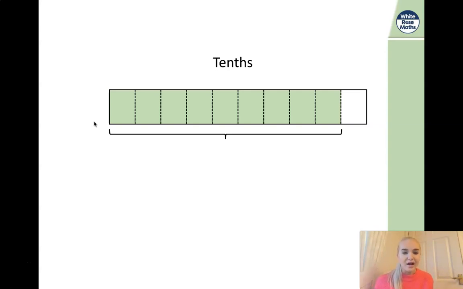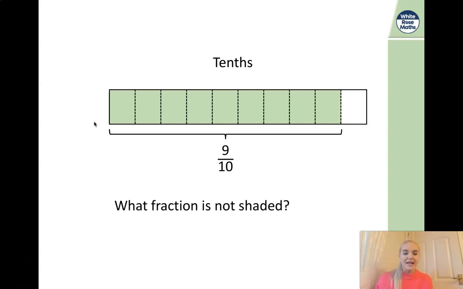Did you recognise that I'd shaded in 9 parts out of 10? So my new fraction would be 9/10. And if I've shaded in 9/10 of my shape, what fraction is not shaded? Pause the video and have a think. How did you do? Did you work out 1 part is not shaded? So 1/10 is not shaded.